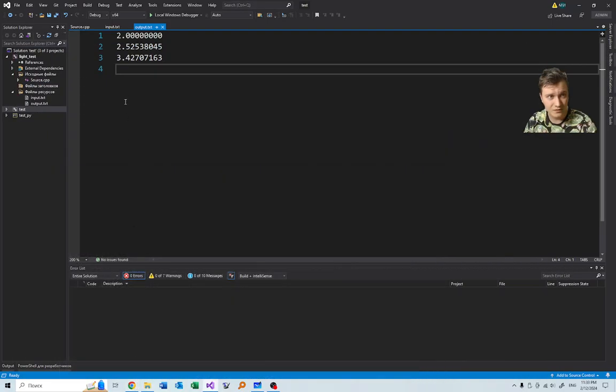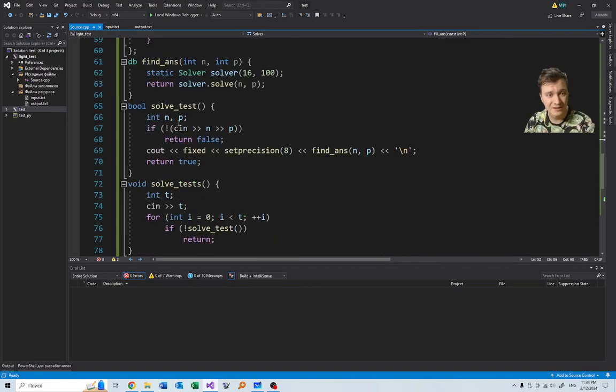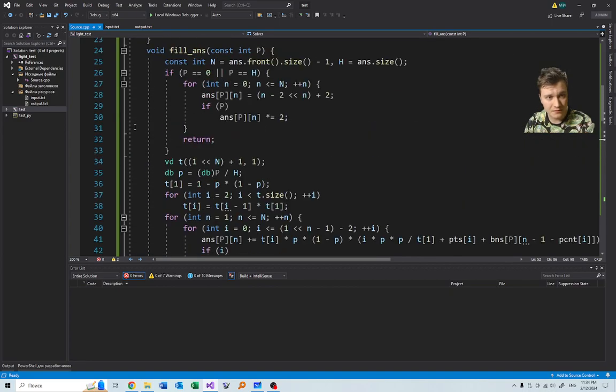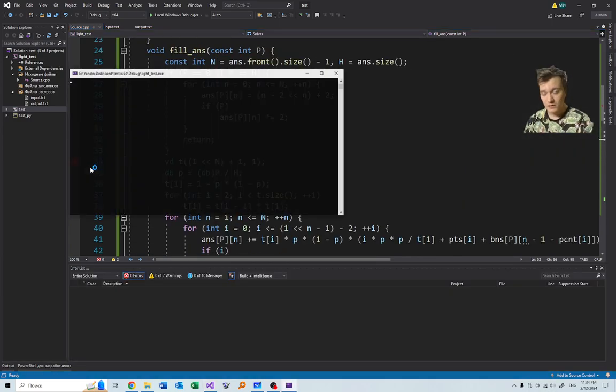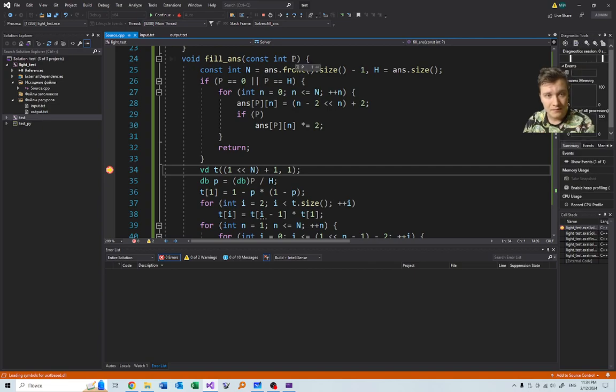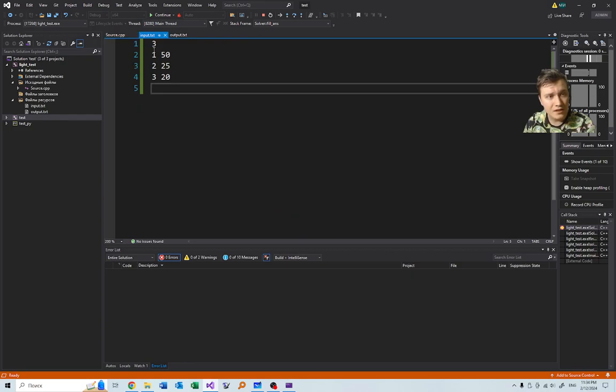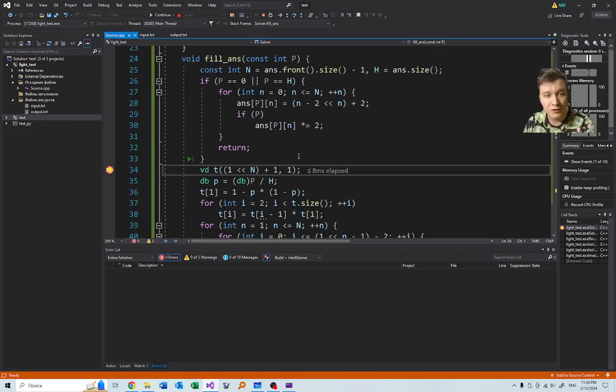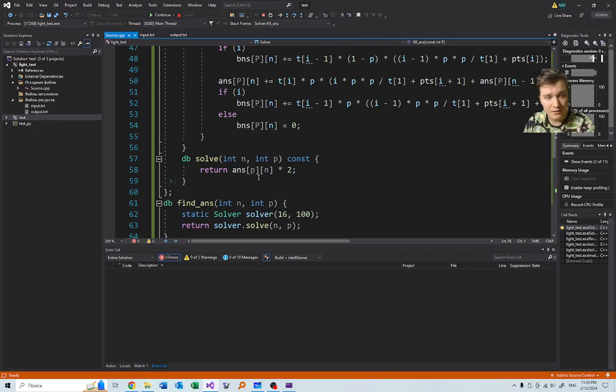Okay, so immediately, no. Why for n equals 1 it is 2? It's too much. However, it should be easy to fix. Okay, let's take some p. 10. Doesn't matter. So, and n equals 16. For that, we're interested in n equals 1.